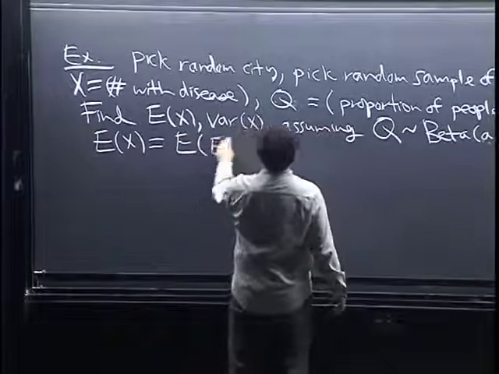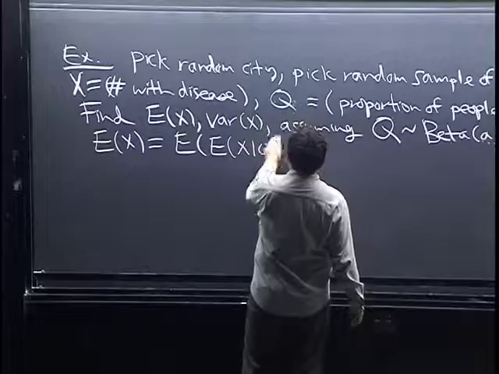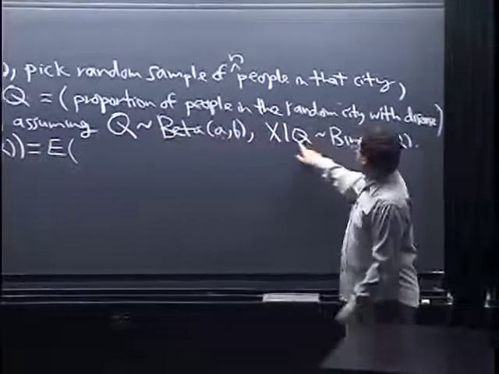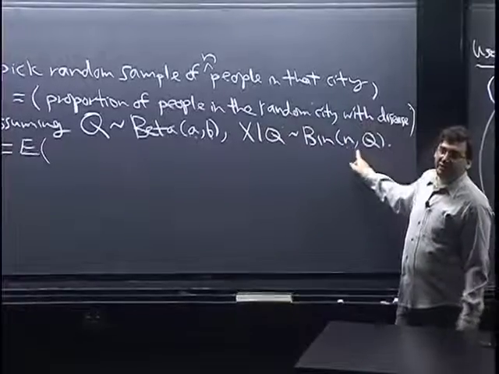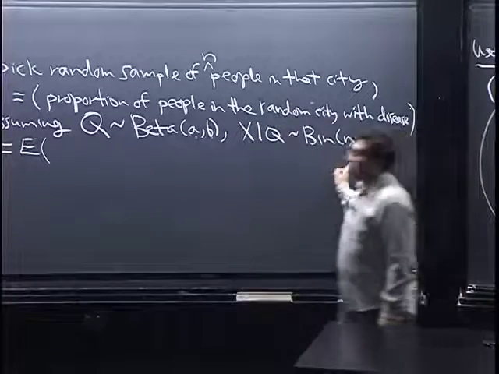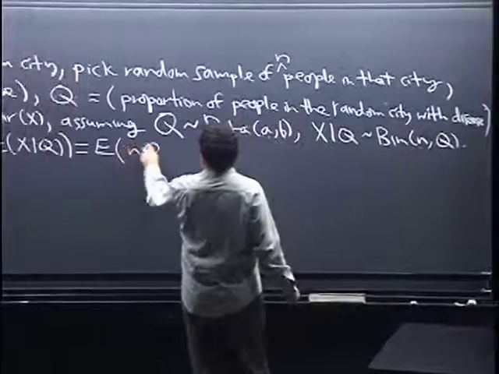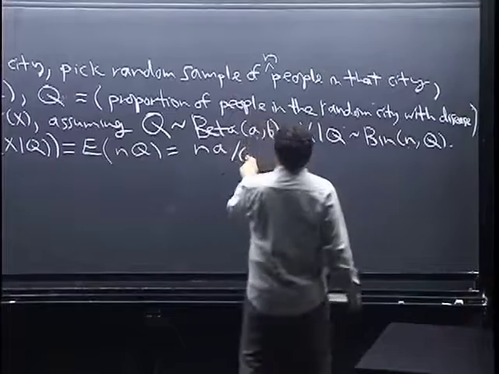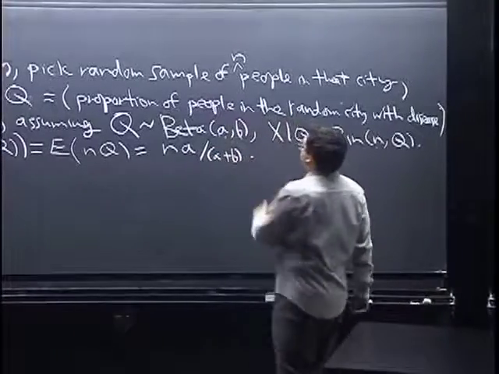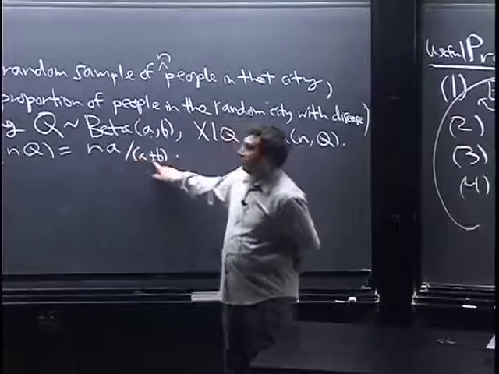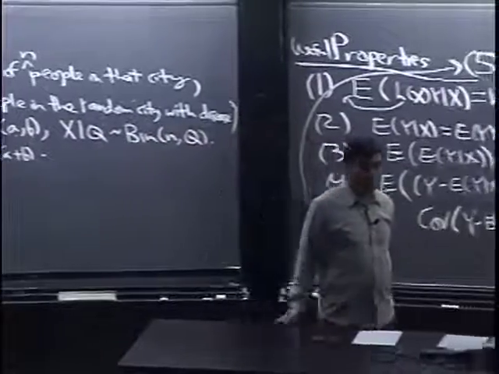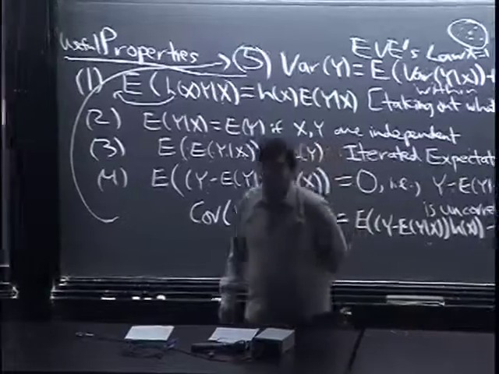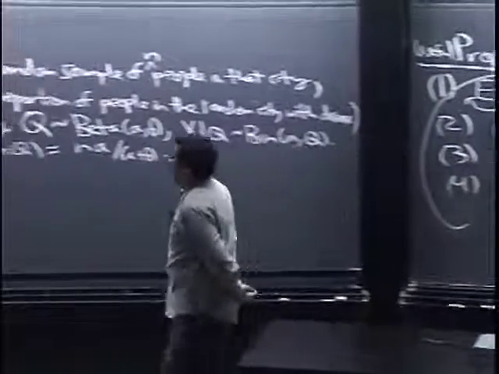So this is going to be E of X given Q. Given Q, we just have a Binomial(n, Q). The expected value of a Binomial(n, Q) would be nQ. So that's just E of nQ. n is just a constant. So then it's just n a over a plus b, because a Beta(a, b) has expected value a over a plus b. So it's a quick calculation at that point once you condition. All right, so now let's do the variance.